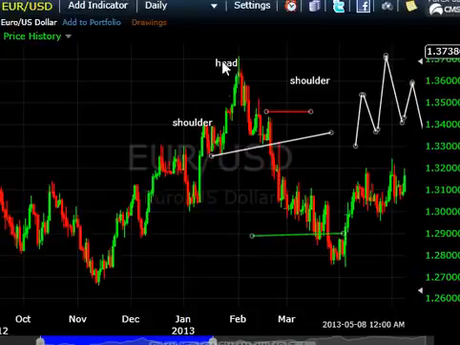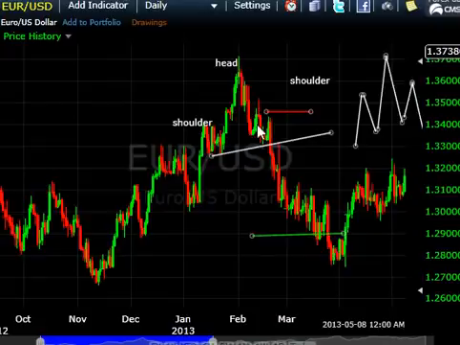This is the most relevant part of the pattern on the right hand side, because we pull back and we fail to make a new high. So this is something that hasn't occurred during this uptrend. An uptrend is defined by higher highs, higher lows, which we're seeing here. And then when we get to this side, it stops doing it. So this is the point where you have to be able to see these things in real time.